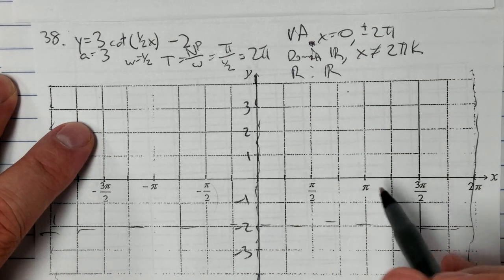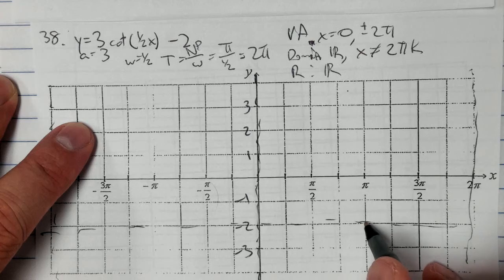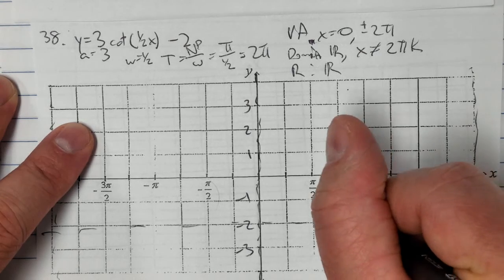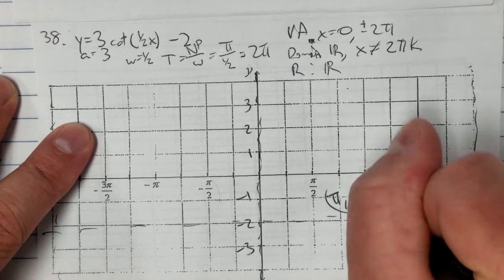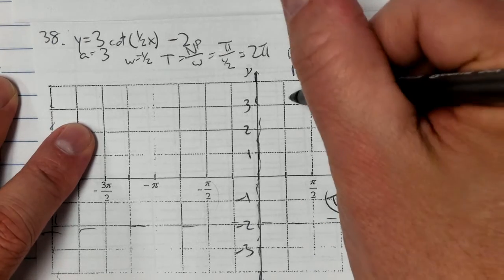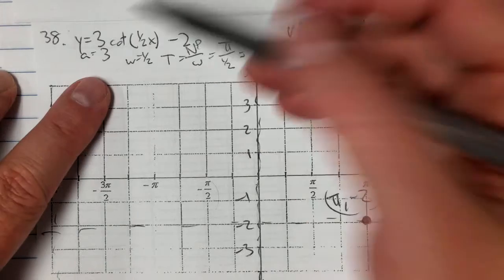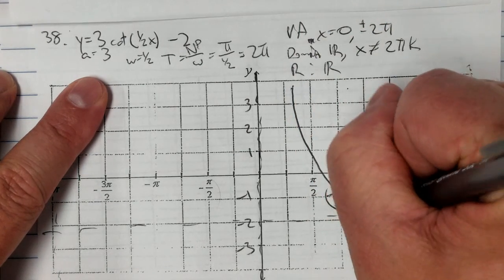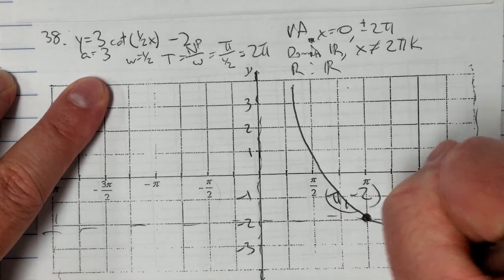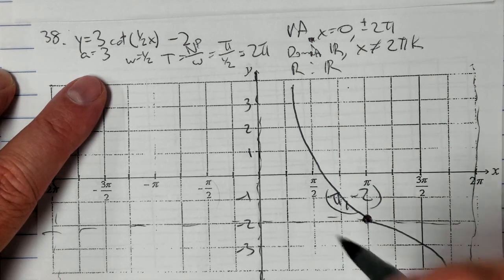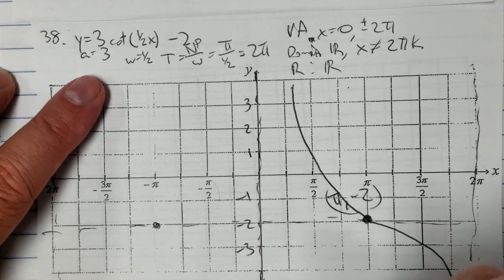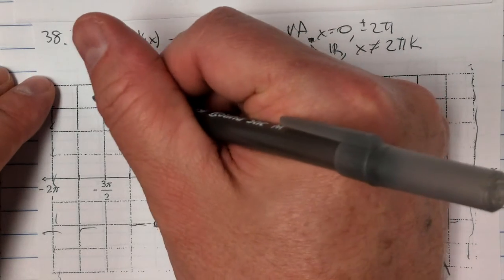Okay, so we need to go to pi, negative 2. That's our point of inflection. And it's a 3 in front, so it's going to be steep. And then go to negative pi, negative 2. And again, it's going to be steep.